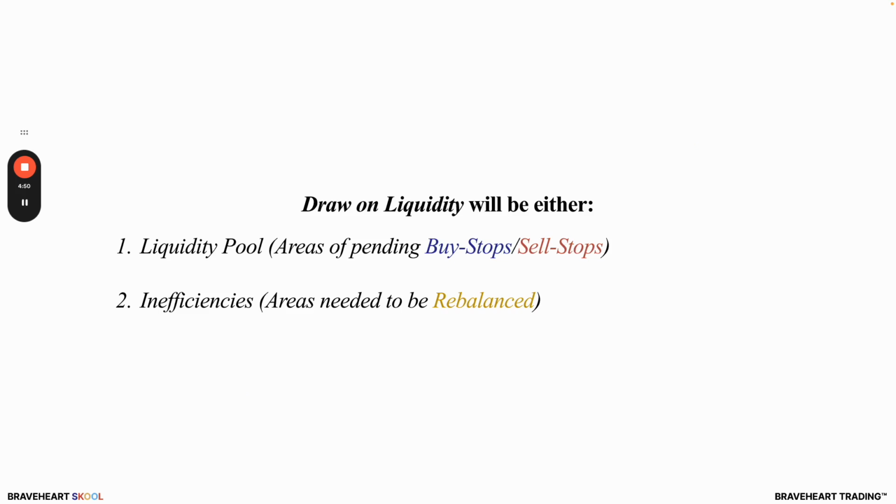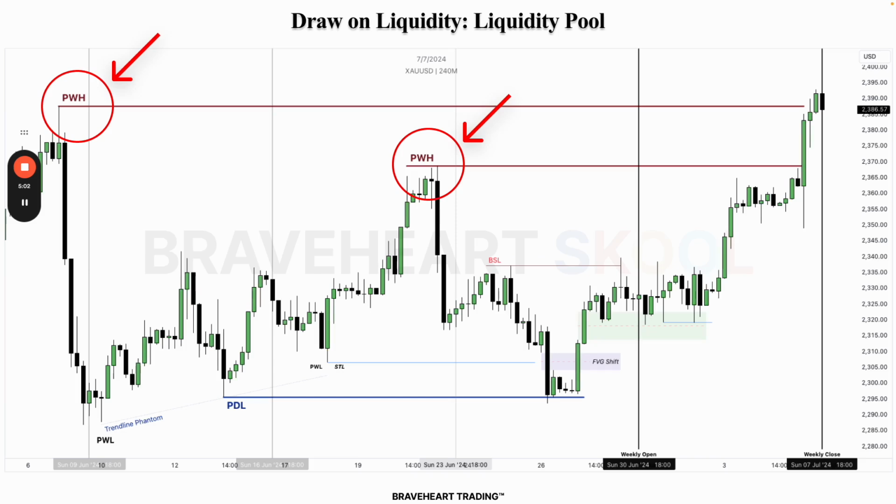So drawn liquidity will be either a liquidity pool, which is areas of pending buy stops and sell stops, or inefficiencies, areas that need to be rebalanced. So let's do examples of liquidity pools. Simple, just previous week's highs like this, or buy side liquidity like this as well, which is intra-week high. We've got short-term lows here. These are just liquidity pools.